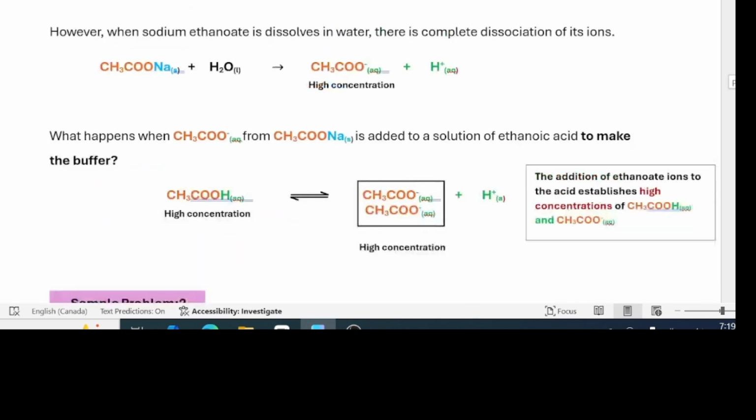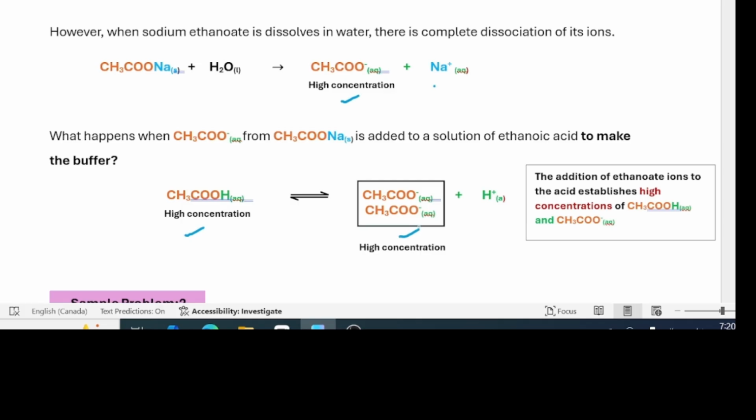However, when we dissolve sodium ethanoate in water, there's complete dissociation of the ions. So we'll have a high concentration of ethanoate ions in water. This will be a spectator ion. So if we mix equal concentrations of ethanoic acid and sodium ethanoate in solution, we have a very high concentration of the acid and a very high concentration of its conjugate base, which in this case is the ethanoate ions.